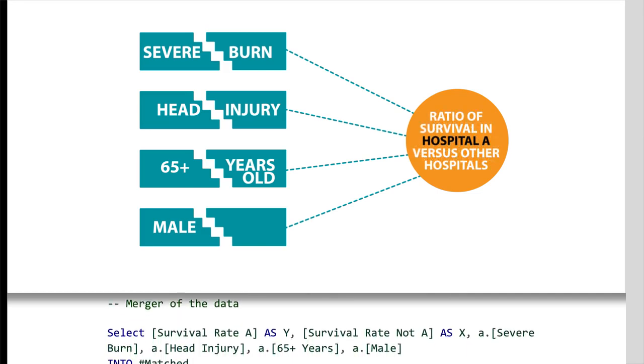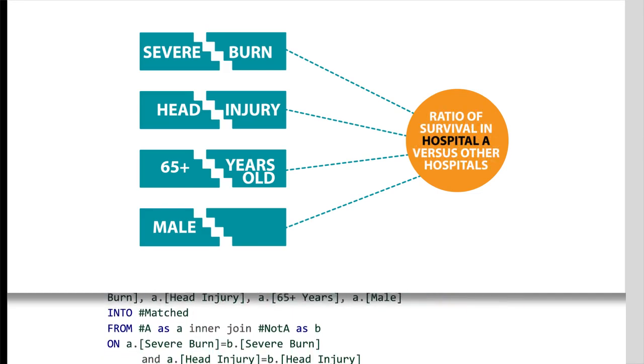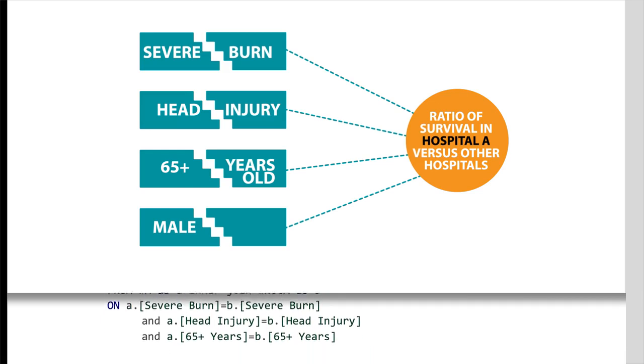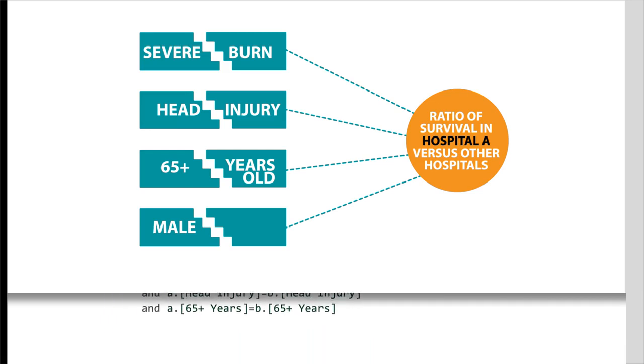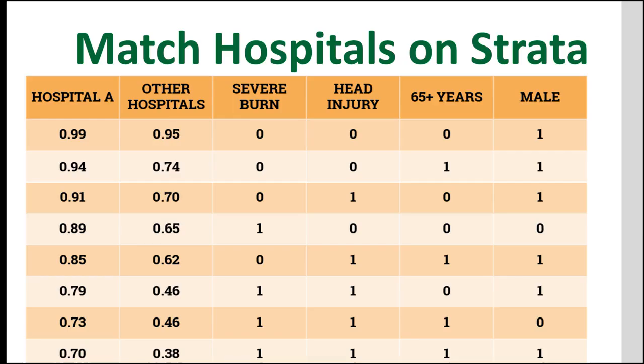Then we merge the 2 files matching outcomes on same strata. The inner join is our patient characteristics that define the strata in previous 2 steps. This table shows the results of the SQL code up to this point. We have survival rates for Hospital A and other hospitals. For example, for male patients with no other problems, 99% survive in Hospital A, while 95% survive in other hospitals.